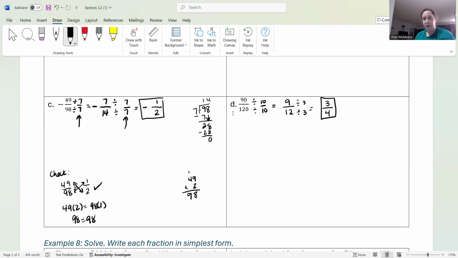You can do the cross product thing to check if you have any doubts. And then 3 and 4 definitely have no common factors. 3 is prime. It's not a factor of 4, so we're done. Okay? I need some water.